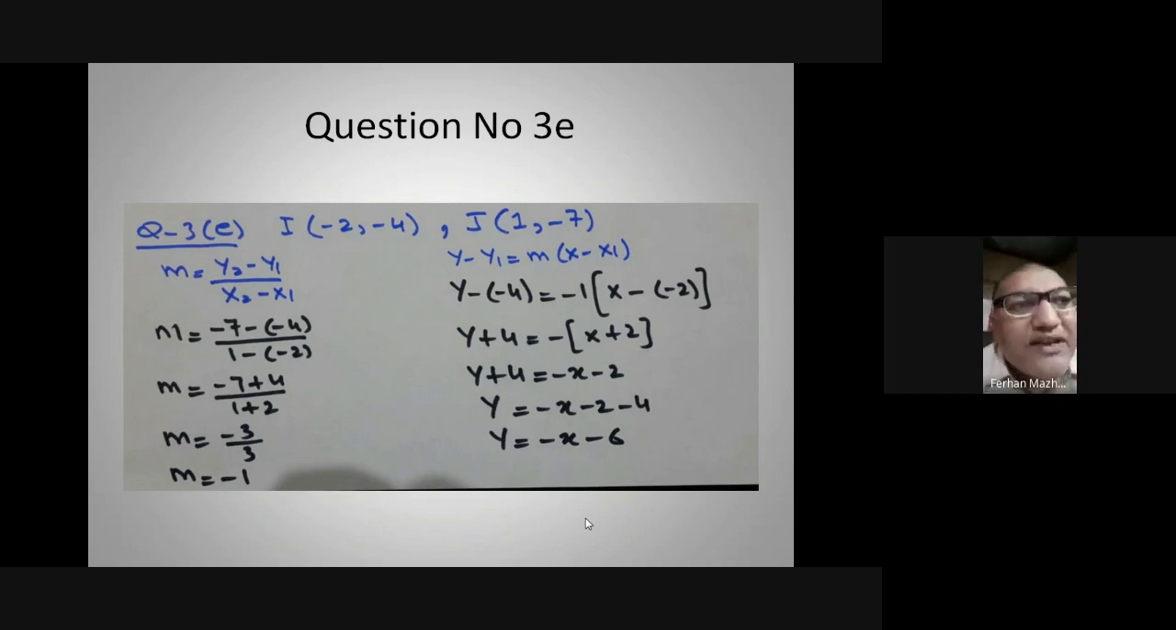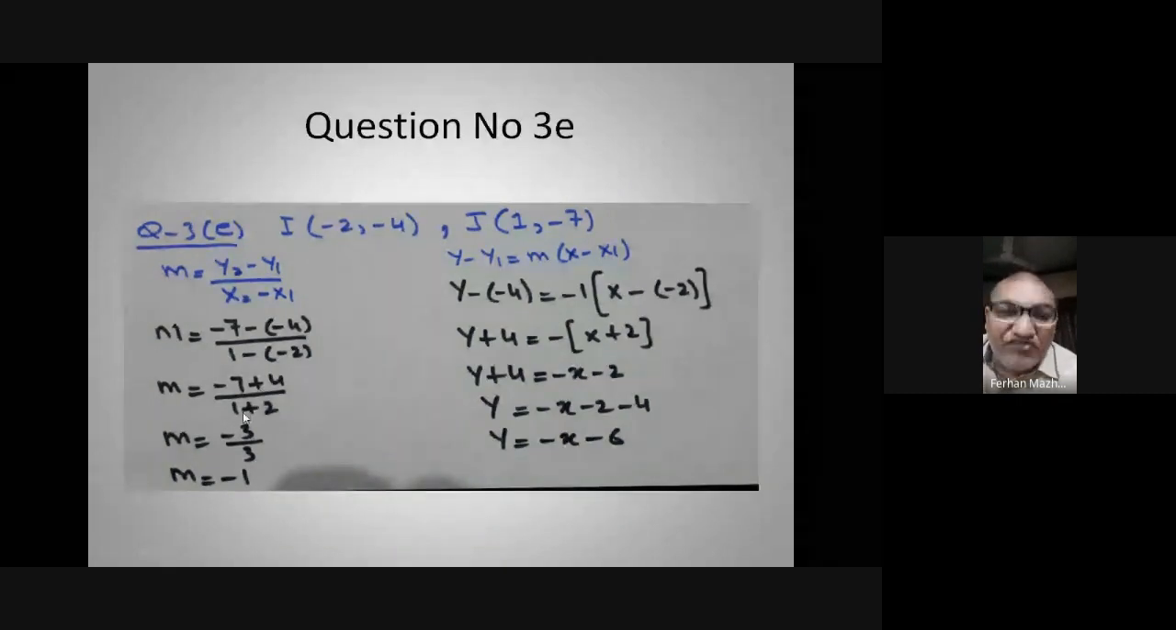Point I is given as minus 2 comma minus 4 and point J is given as 1 comma minus 7. They want me to find the equation of the line joining I and J. First I will find m, which is y2 minus y1 divided by x2 minus x1. So m equals minus 7 minus minus 4 over 1 minus minus 2. You will have minus 7 plus 4 over 1 plus 2, which is minus 3 by 3. So the m value will be minus 1. The gradient of this line is minus 1.